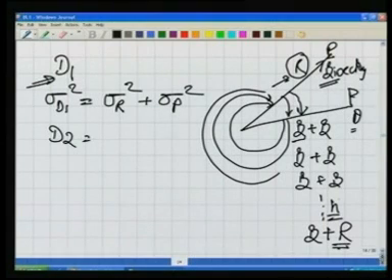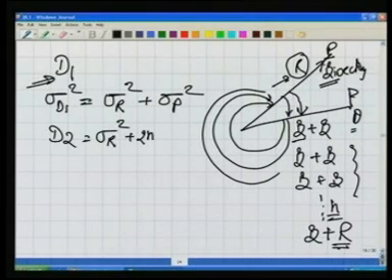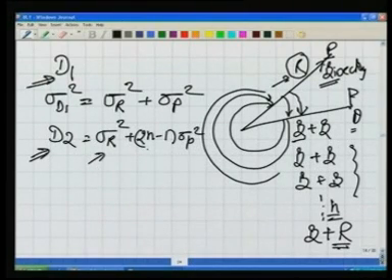So we are taking the reading only at the last, but while we are doing this bisection, we are bisecting P and then Q, then P, then Q. This is the procedure of repetition. So if it is so, in the case of D2, the error will be sigma r square plus (2n minus 1) into sigma p square, because in order to take this D2, we have done only one reading while we have done the bisection 2n minus 1 number of times.